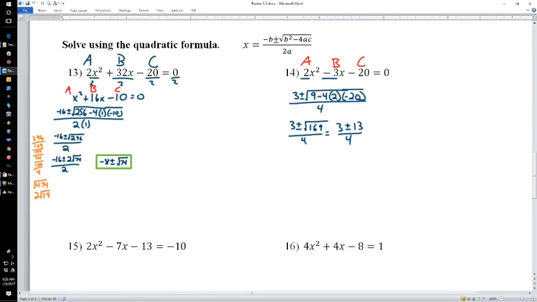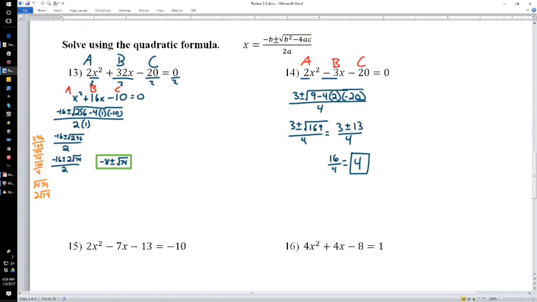So since I've got all integers, there's no radicals left, I'm going to solve it twice. All right, once with a positive and once with a negative. So 3 plus 13 is 16 divided by 4, which is 4. So that's one of my answers. Then do it again with the minus.